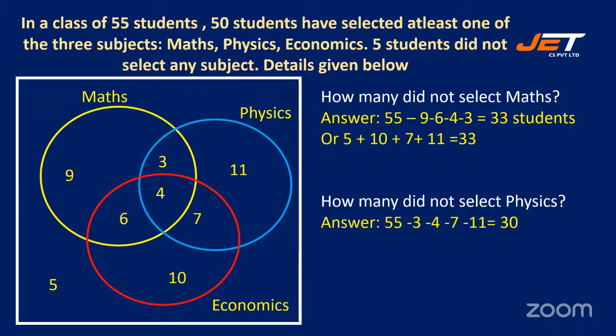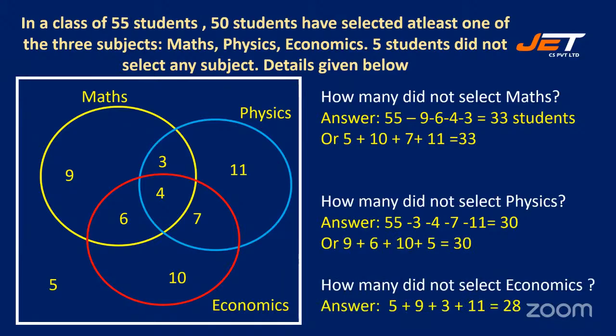Right. So total 55. Okay. From that you deduct the physics circle, 3, 4, 7, 11, which will give you 30. Right. Now your next question is how many did not select economics?